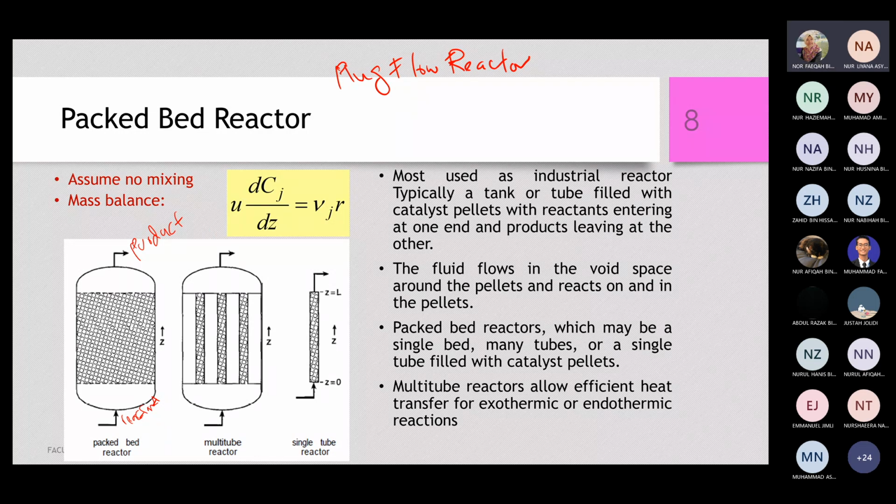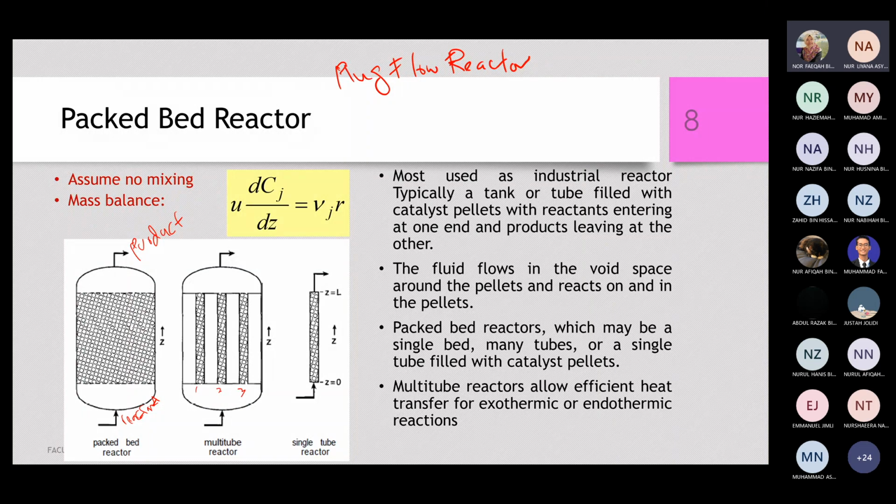And another thing, the catalyst can also be arranged as a multi-tube. Because there are many tubes. So this is tube number 1, number 2, number 3. So the catalyst is arranged in the tubes. So we call it a multi-tube reactor or single tube reactor. Okay, and then Z. What is Z? Z is the length of the reactor where the reaction occurs.